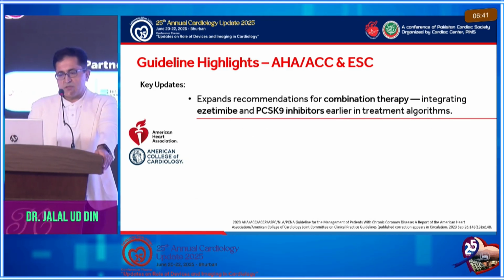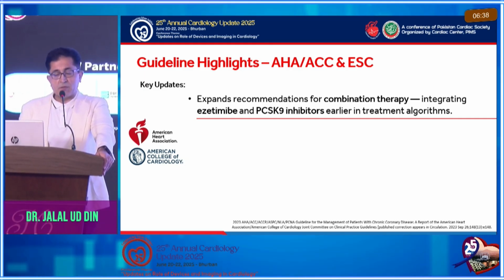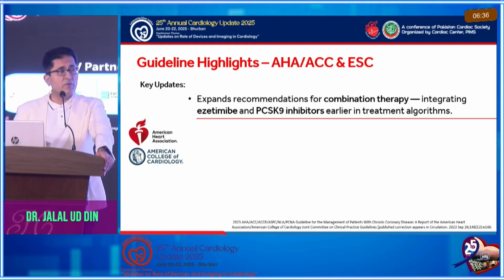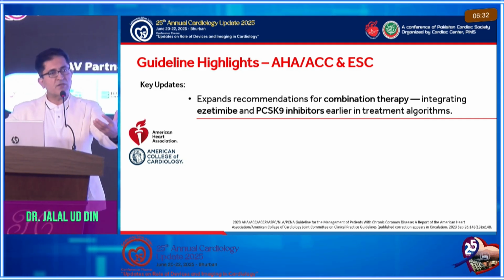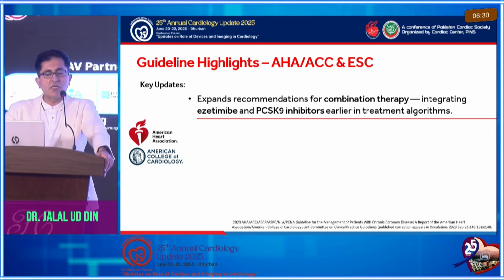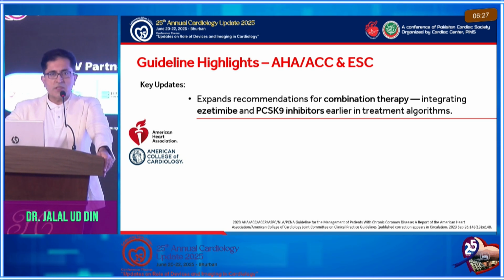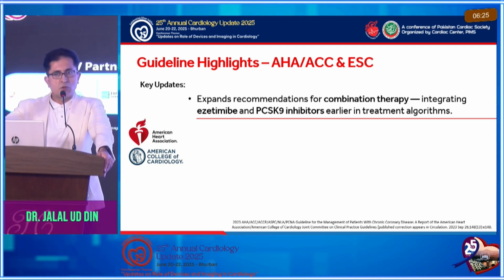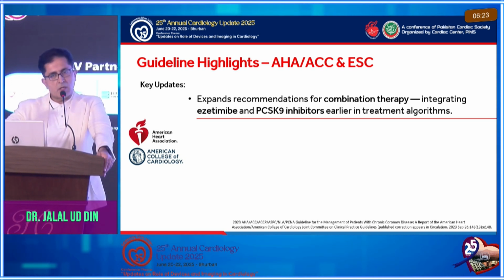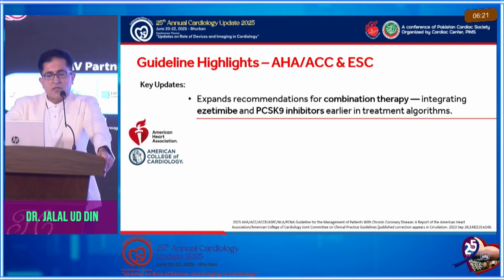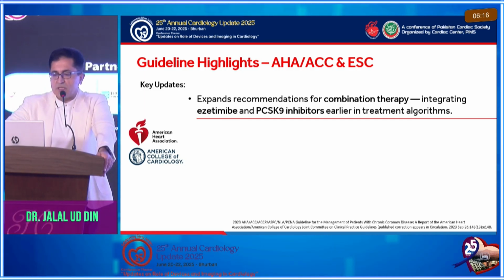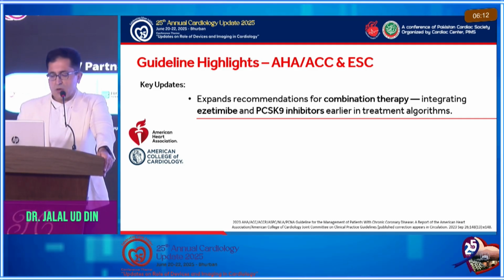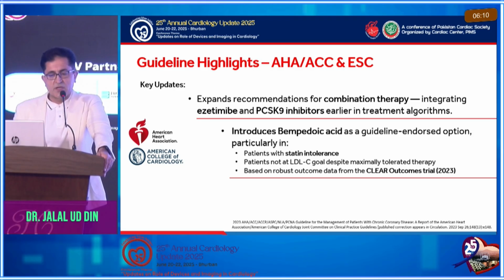The guidelines also expand recommendations for combination therapy. We know layered therapy. Most often we stay with high intensity statin without checking the targets that need to be achieved, and following the guidelines. If we are not bringing those targets down according to the risk, probably we are not doing justice to the patient. Ezetimibe and PCSK9 inhibitors need to be integrated earlier in treatment algorithms if the targets are not achieved.